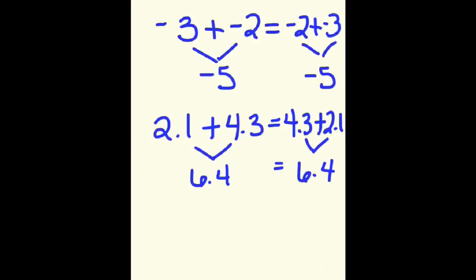All true. Now, does the commutative property work for subtraction? Let's see. Does 2 minus 1 equal 1 minus 2? 2 minus 1 is 1. 1 minus 2 is the same thing as 1 plus a -2, which is -1. So this is not true at all. Let's make a big red not equal and write commutative does not apply to subtraction.